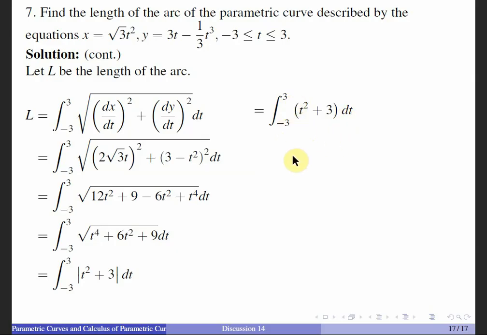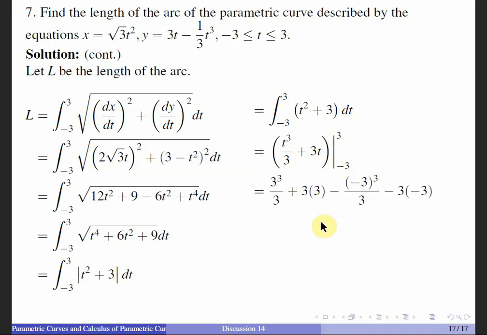Okay, so let's integrate. So you have t cubed over 3 plus 3t evaluated from negative 3 to 3. So you have 3 cubed over 3 plus 3 times 3, minus negative 3 cubed over 3 minus 3 times negative 3. Okay. So we have 9 plus 9, and this is again 9 plus 9. So we have 36. So the length of the arc is 36 units.